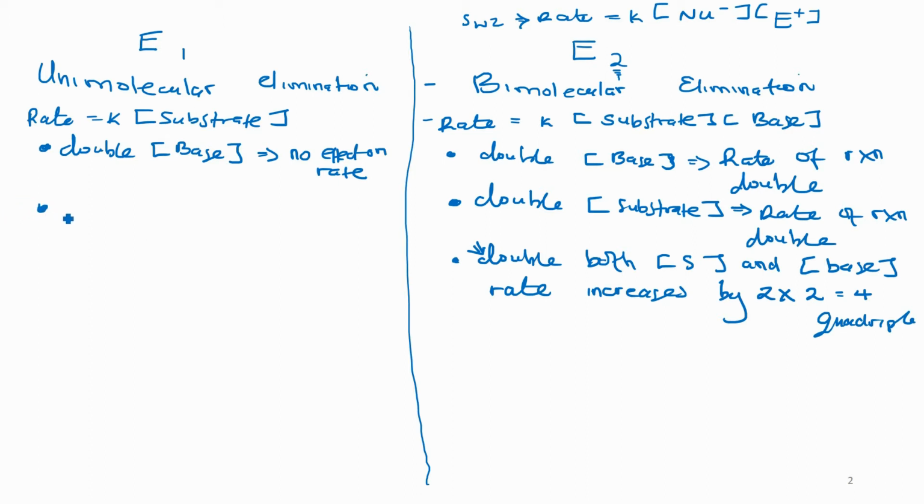Here, for E1, if you double the concentration of the substrate, that's going to have an effect on the rate. The rate is going to double. Okay? So that's a comparison of E1 and E2. Now, let's go one step further. I've given you 2 points so far. Point number 3, change the color.